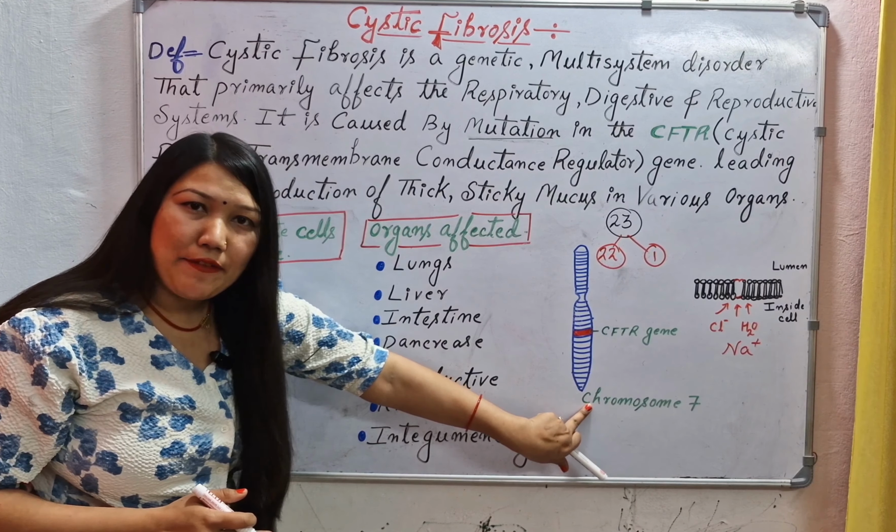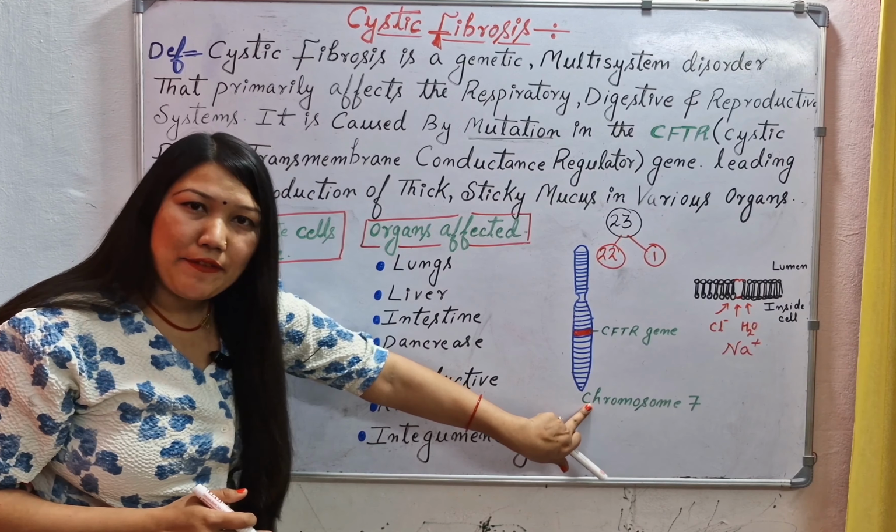So what does this CFTR protein do in our body? The phenylalanine protein is mutated here. This CFTR protein regulates the chloride, sodium and water balance in the lumen. So what is the lumen? We have tracts in our body, and this free space is known as lumen. The empty or free space inside the tract or air passages is known as lumen.